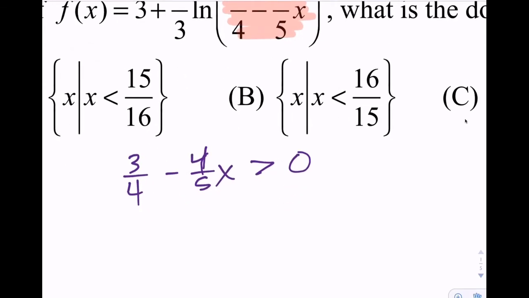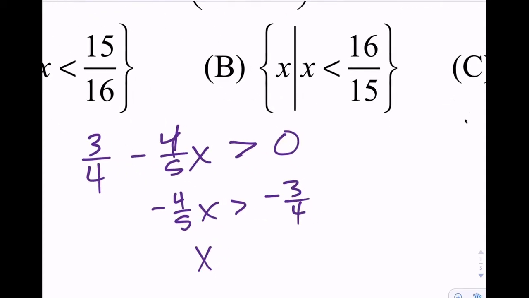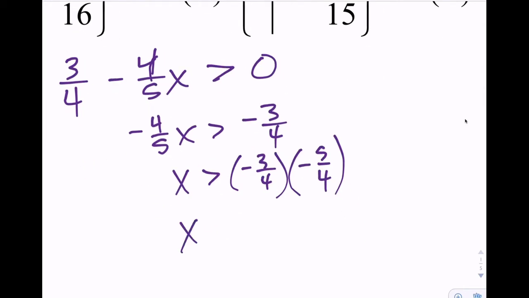Is this a linear inequality? Yeah. Can we solve it algebraically? Yes. So negative 4/5 x has to be greater than negative 3/4. I'm going to multiply both sides by negative 5/4. So I'll get negative 3/4 times negative 5/4. It divides out on the left, and I get that. And I end up with x is greater than 15/16. But of course, what am I in the habit of always doing?